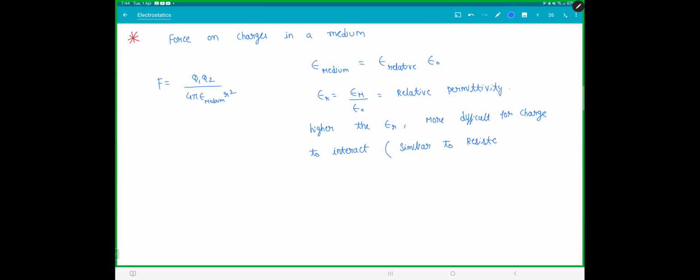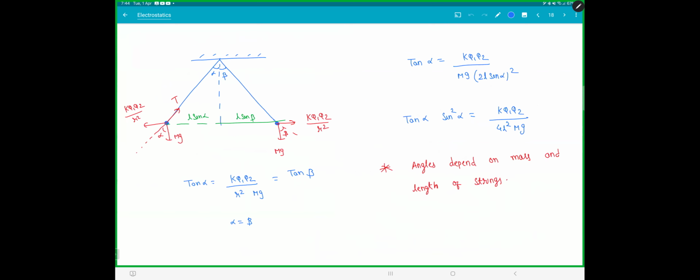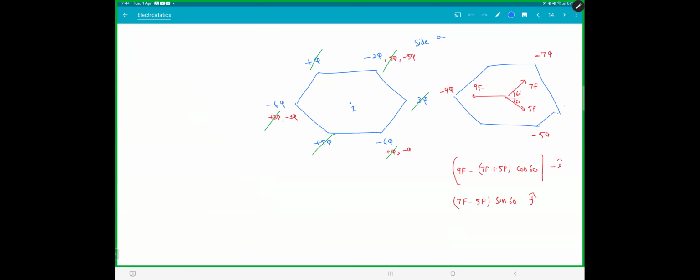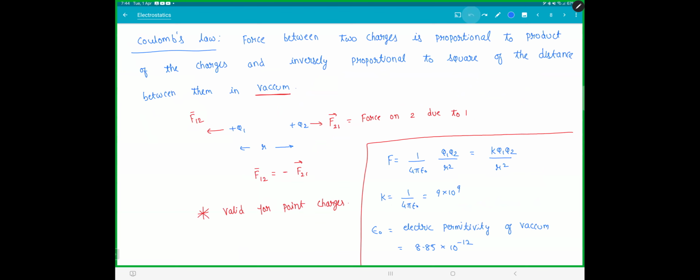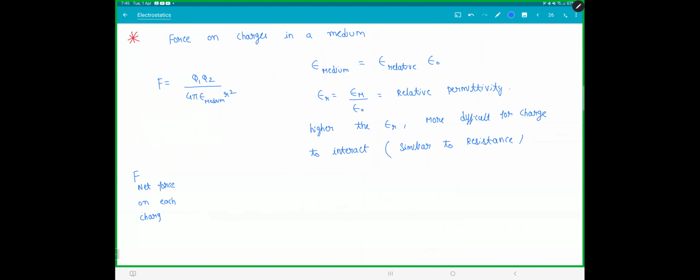So something happens with the medium. So what Coulomb's law gives you, right? Actually, this F is not the force on the charge. This is the net force on each charge. Look at the choice of words I'm using. When I defined it here, I said force between charges. Now suddenly I'm using something else here. It's a net force on each charge. We will talk about that.